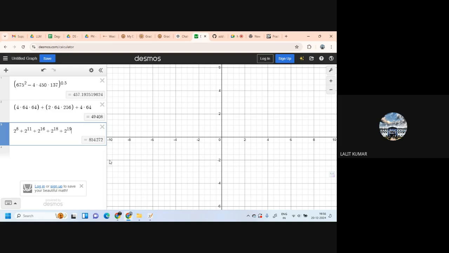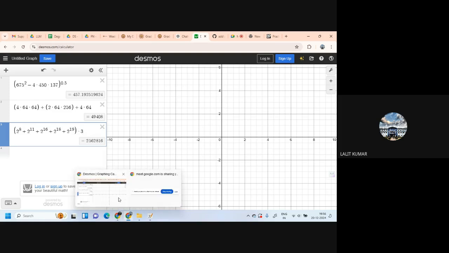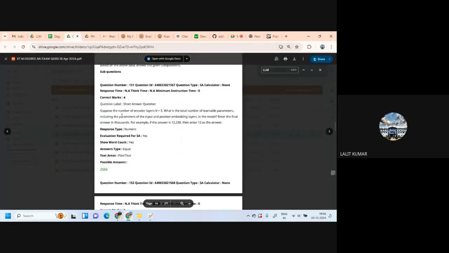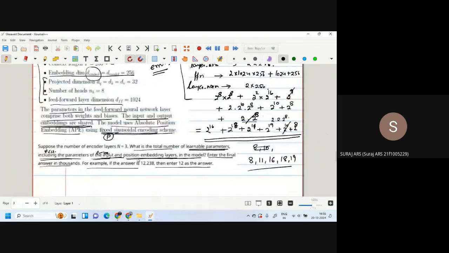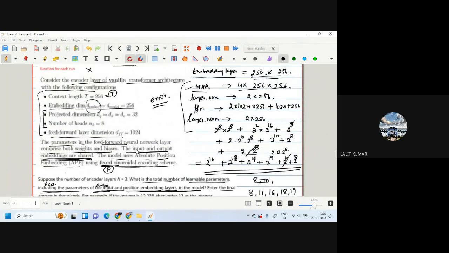This we are getting, is this correct? 854, and now there are 3 layers. 2562 we are getting as the answer. Let's check what is the answer given in this. 2566. So have we missed anything, or have we made an error somewhere? I guess some calculation will be off. Okay, we can check that. Okay, but these are the steps. Okay, we have understood these steps.